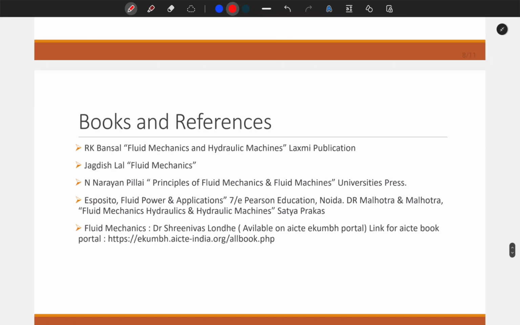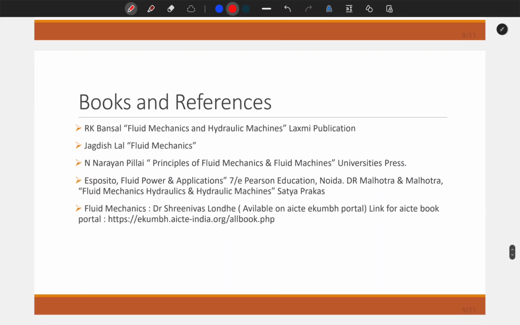Now what are the books we can refer to? As per the accredited curriculum, we can get maximum syllabus from the writer R.K. Bansal, Fluid Mechanics and Hydraulic Machines, and some standard books are also used to have a deep learning of the subject, which are mentioned here.